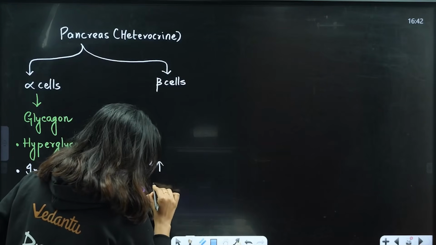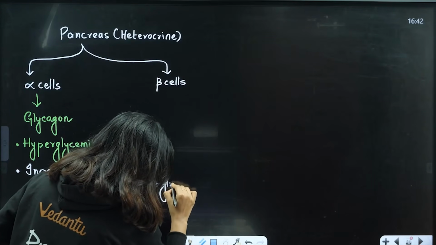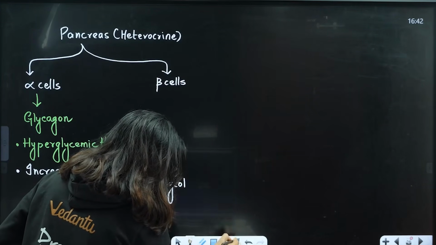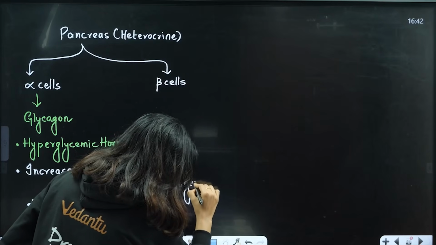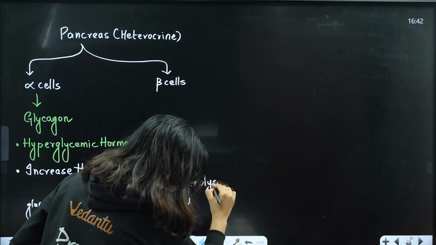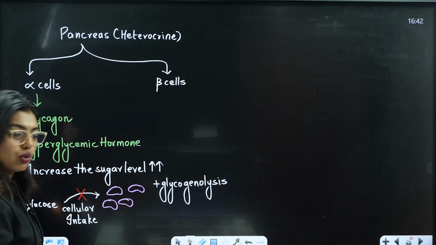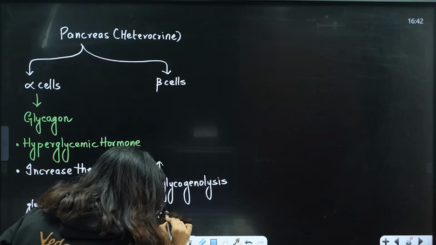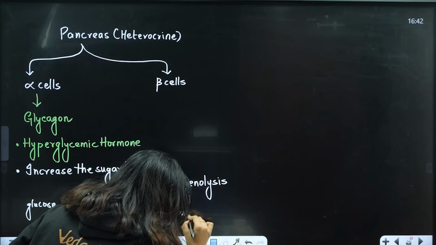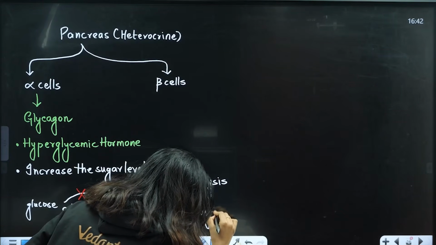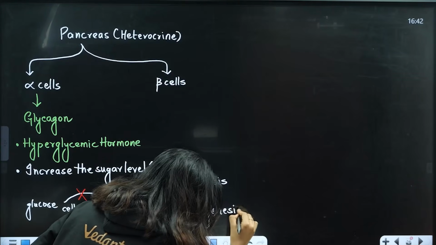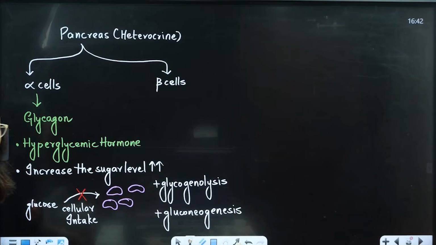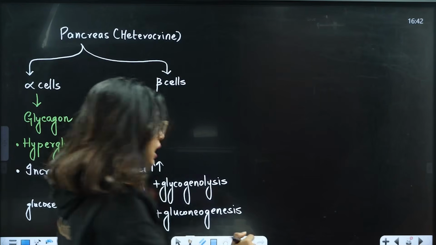Plus, students, what do they do other than this? They also do glycogenolysis. That is, they break down the stored glycogen into glucose. They also do gluconeogenesis. That means they form new glucose as well. So this way what will happen, students? You should remember that the glucose level is going to increase.